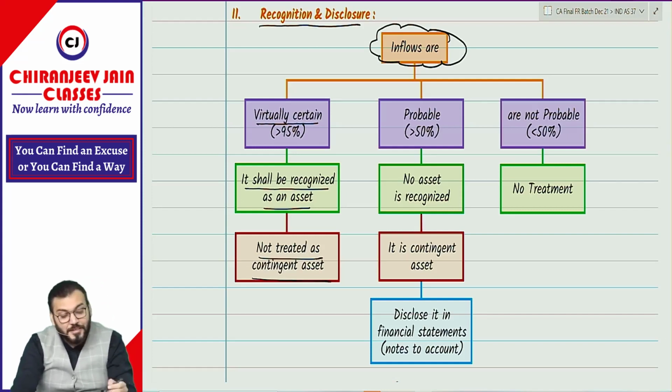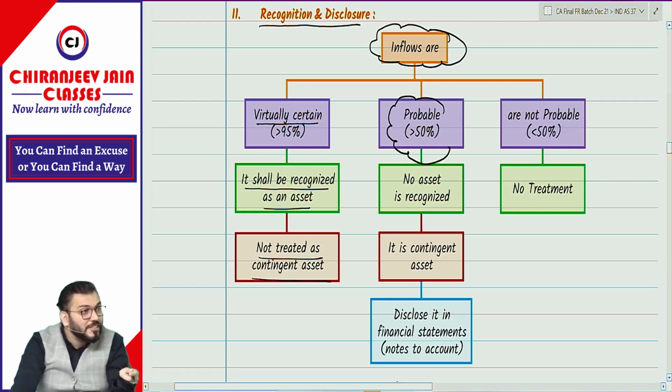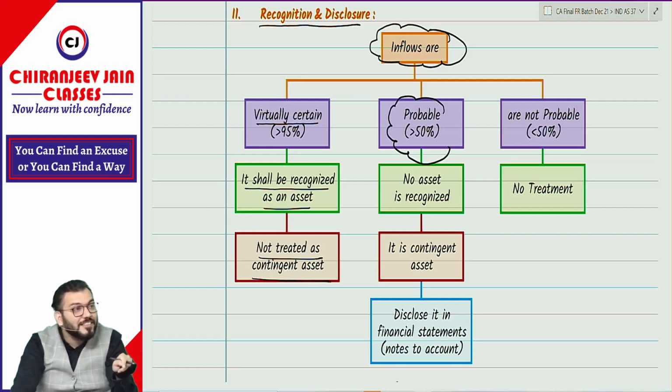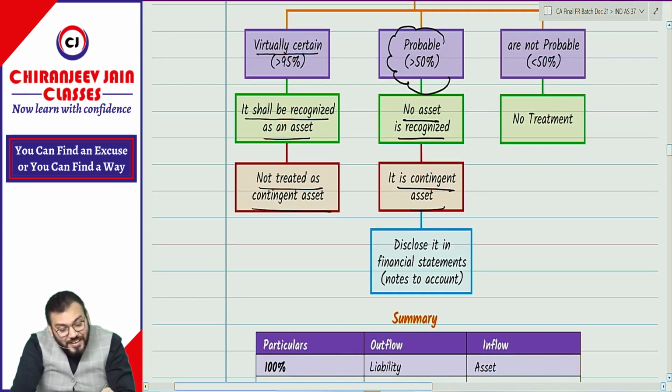If it is probable, it means chances are more than 50%, but less than 95%, because if it is more than 95% it becomes virtually certain. If inflows are probable, then no asset is recognized. Why? Because it is a contingent asset. And for contingent asset, Ind AS 37 says disclosure is required. Where? In the financial statement.